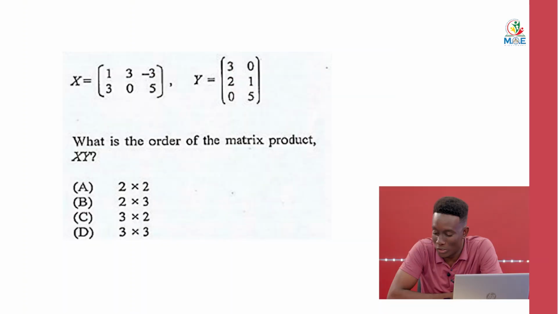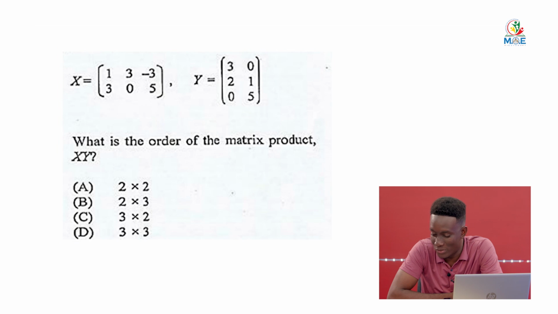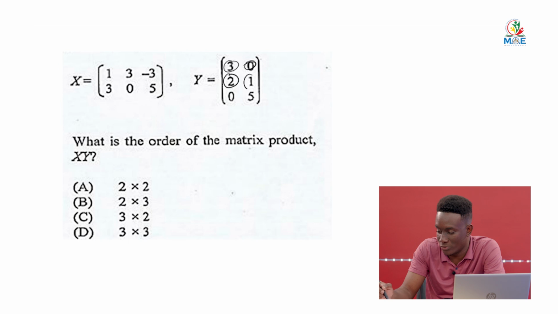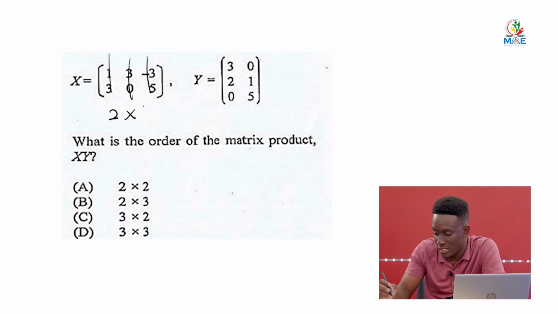Next question. What is the order of the matrix product xy? So we see x is equal to 1, 3, negative 3, 3, 0, 5, and y is equal to 3, 0, 2, 1, 0, 5. And we want to know when we multiply x times y, what would be the order of that? So we see x is a 2 by 3 matrix, and y is a 3 by 2 matrix. So we know they are compatible, but that is not the question.